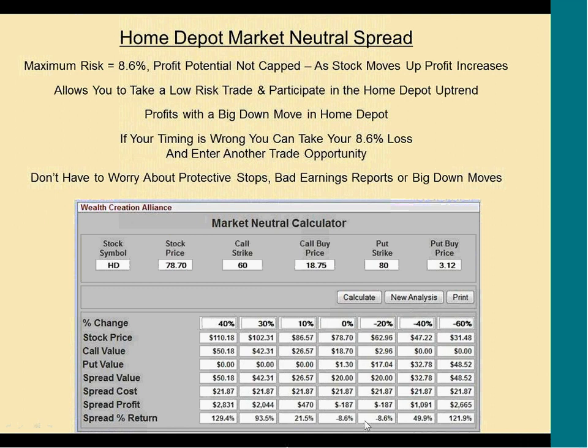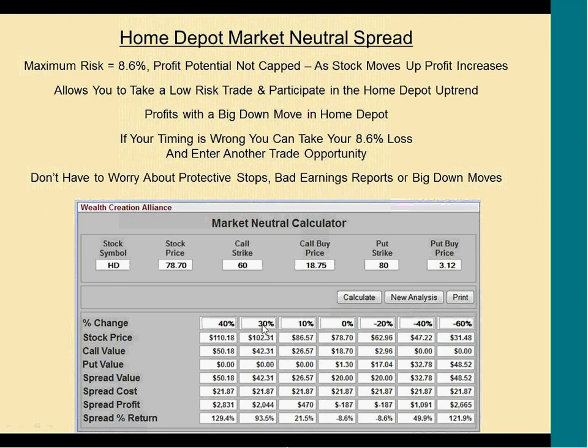And if Home Depot stock takes a big drop, you can also profit from this spread. As we can see, a 40% drop would result in a 49% return for the spread. So the risk with this trade is 8.6%. The profit potential is not capped, and as the stock moves up in price, the profit increases.